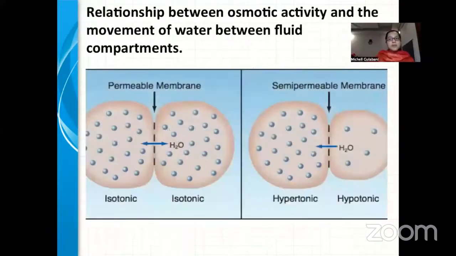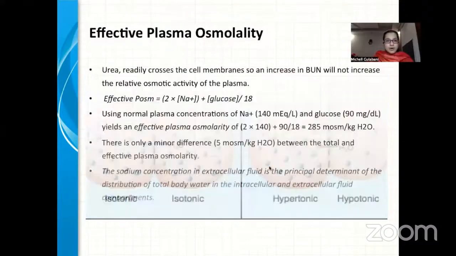So let's see the relationship between the osmotic activity and the movement of water between the fluid compartments. Suppose there are two fluid compartments separated by a semi-permeable membrane. The solutes normally balance themselves across both the compartments. However, if the extracellular fluid is hypertonic relative to the intracellular fluid, the water will move from the hypotonic to the hypertonic compartment, and the reverse will happen if the ECF is hypotonic.